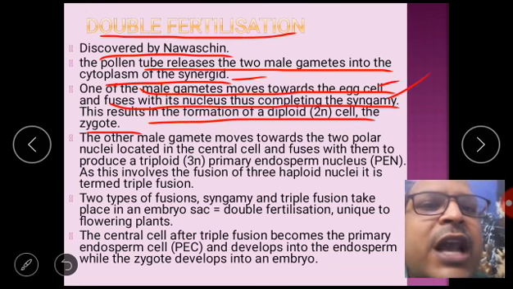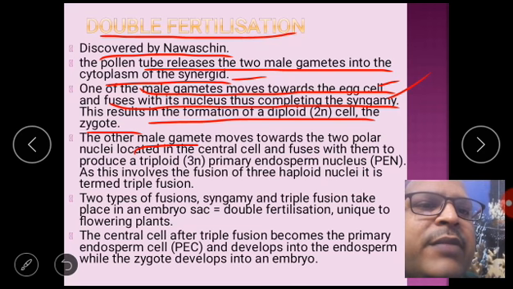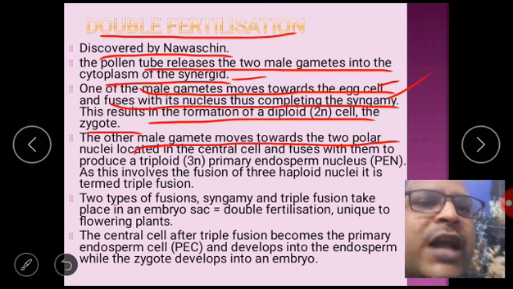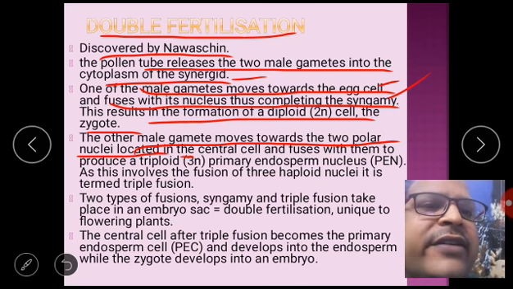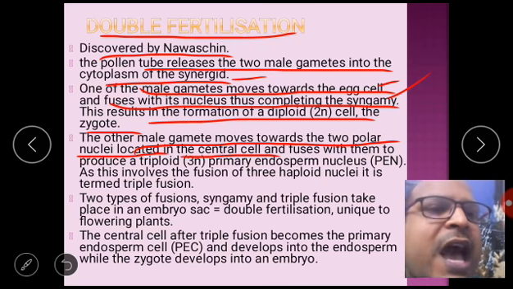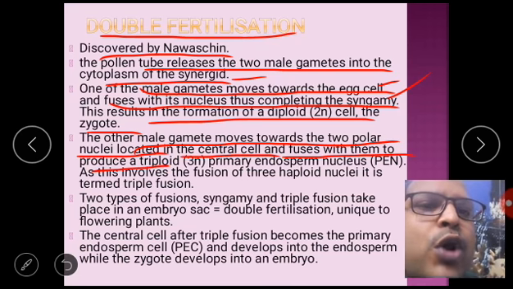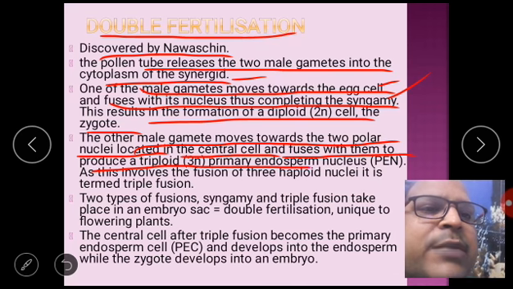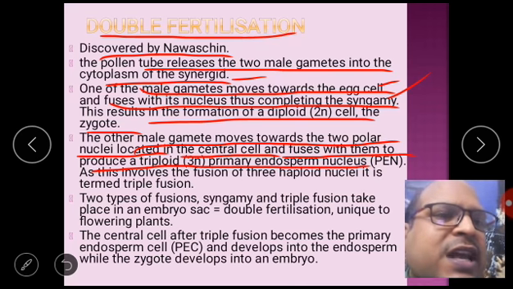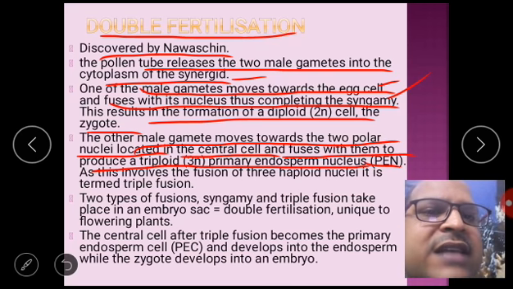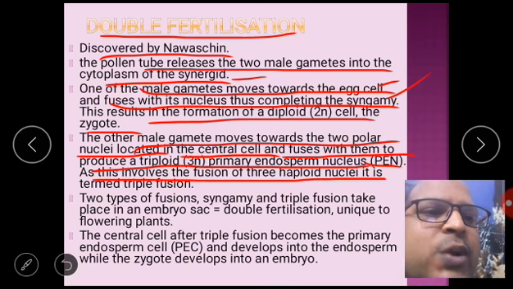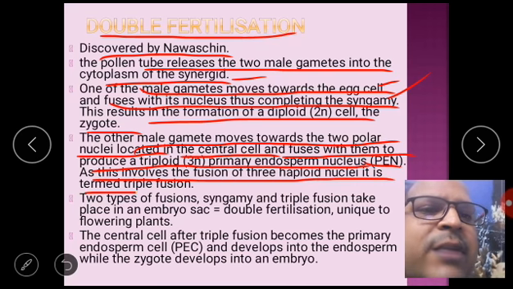Now, the other male gamete moves towards the two polar nuclei located in the central cell, and fuses with them to produce a triploid 3n primary endosperm nucleus, that is PEN, primary endosperm nucleus. As this involves the fusion of three haploid nuclei, it is termed as triple fusion.